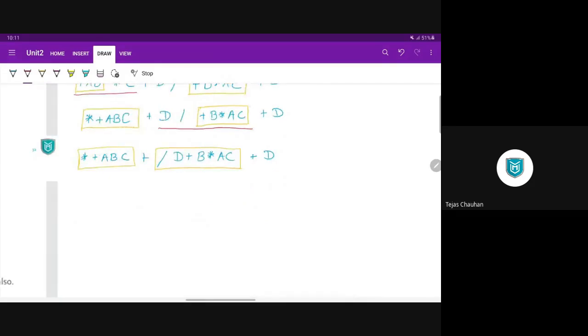Now let us go for operators: plus and plus. Both are having equal precedence, so we go for the associativity. Plus is having left to right associativity, so we are going to solve this one first. So let us solve this portion.